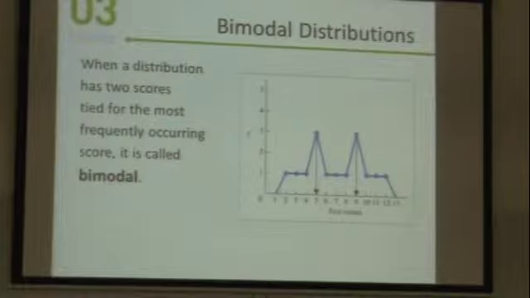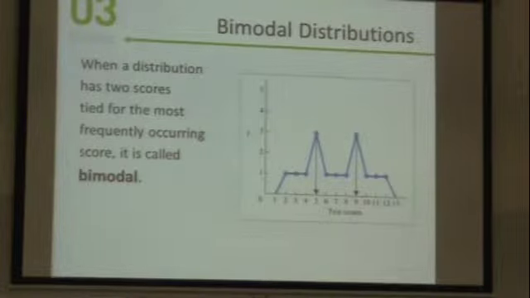At the point at which you have more than two, it becomes multimodal. We don't go into trimodal, quadmodal, all that kind of stuff. So it's either unimodal with one mode, bimodal with two, or multimodal.